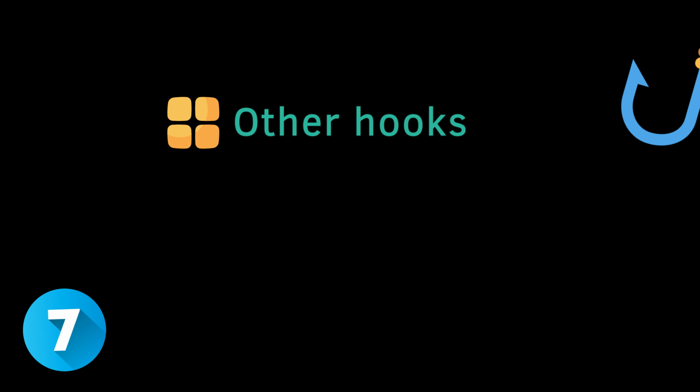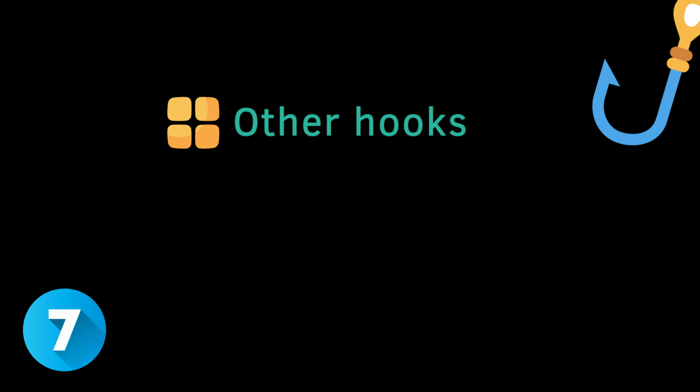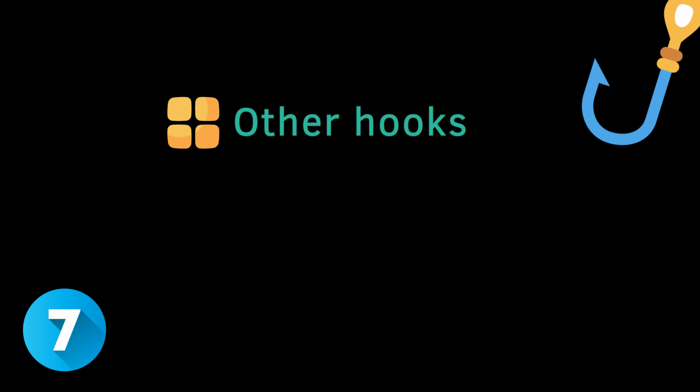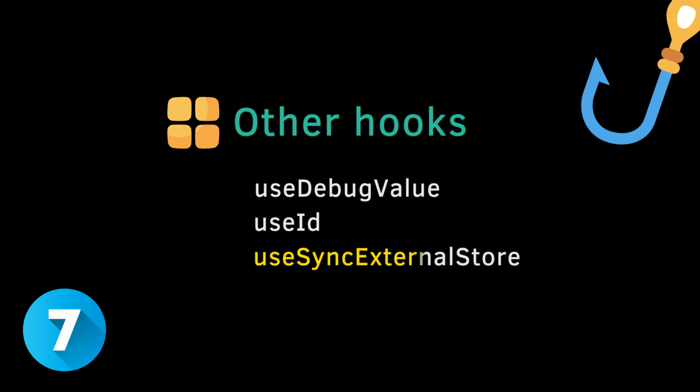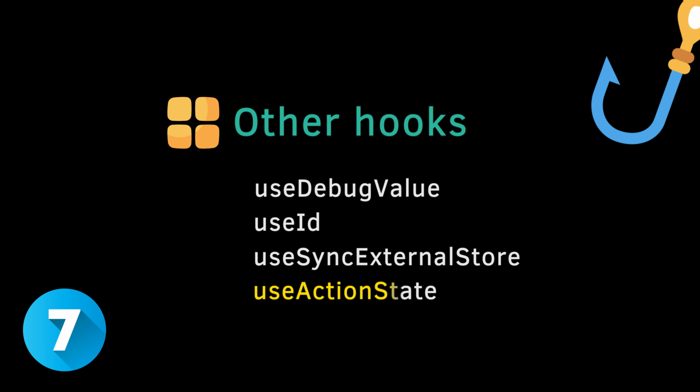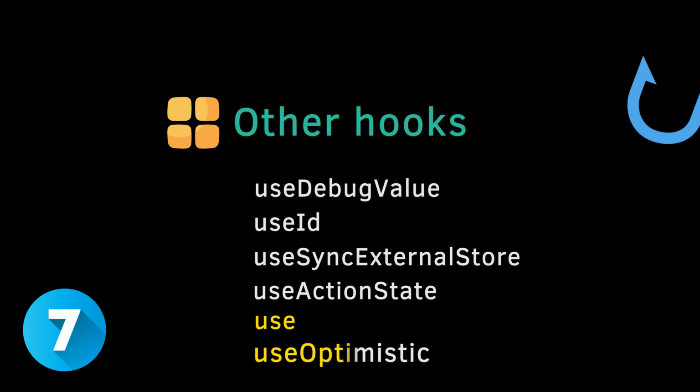Other than these 6 categories, there are some hooks which don't fall under any of these categories, and those are useDebugValue, useId, useSyncExternalStore, useActionState, and useOptimistic.